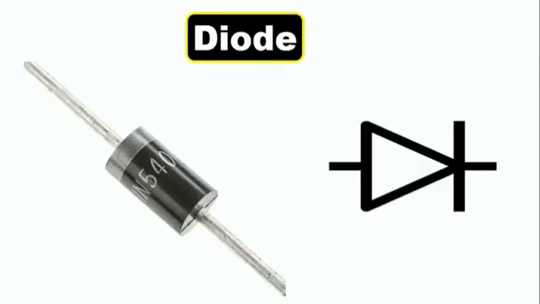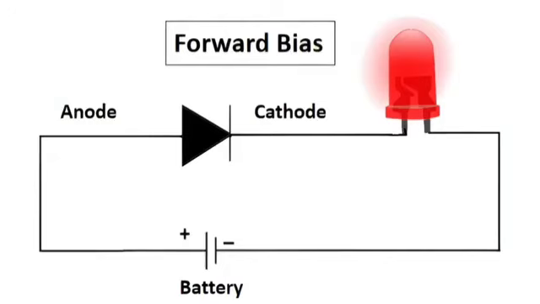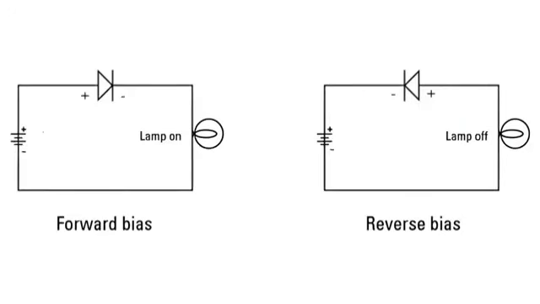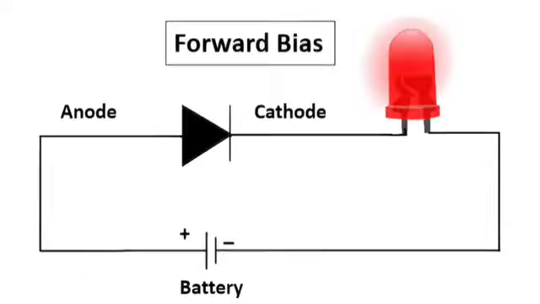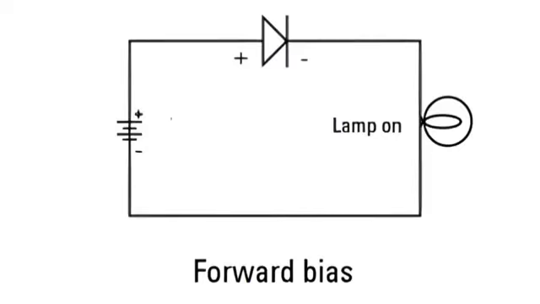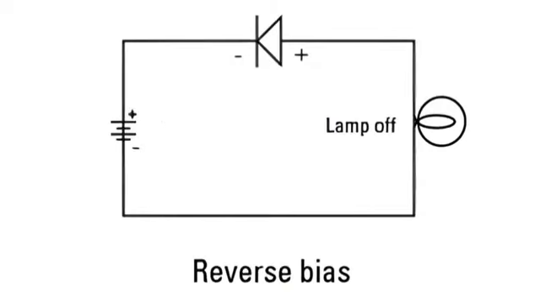And along with this, we use a diode as a switch also. It means that a diode never lets current flow in the reverse direction. If you do only forward bias, that is, you make the connection in the right direction, then only current will flow. If you make a reverse connection, then current will not flow.